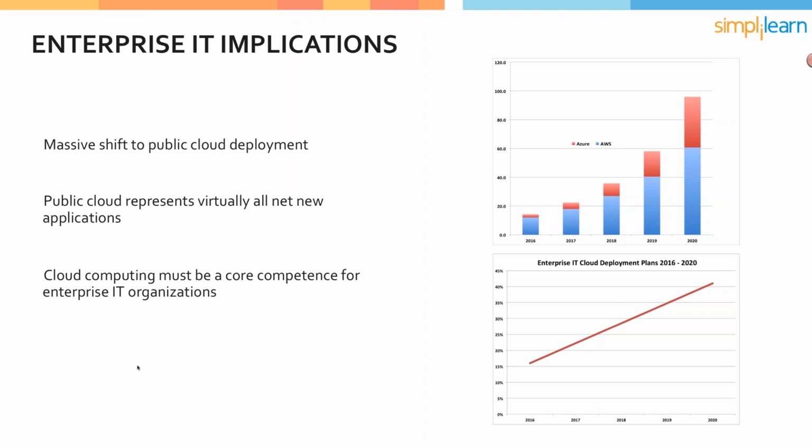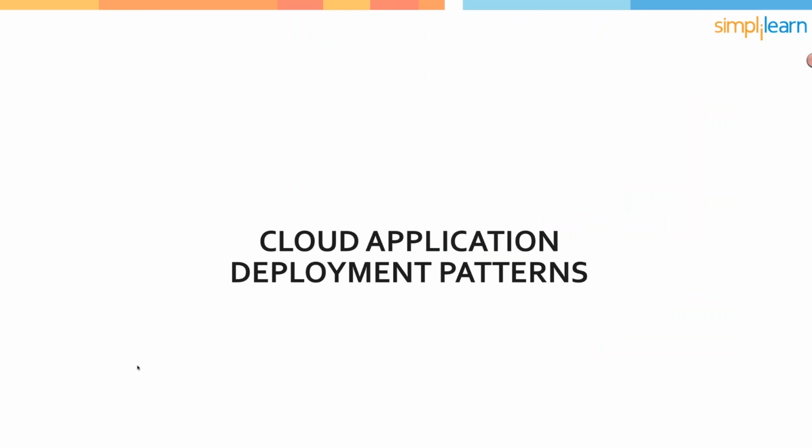What these stats imply is that this is going to move from a tactical adoption to a strategic adoption, meaning cloud computing will no longer be an individual choice for an individual application. It will be a general choice for the entire application fleet. So, that means that cloud computing must be a core competence for enterprise IT organizations. Now, I hope this has provided a perspective that says cloud is a really big deal. It's a core capability for enterprise IT organizations.